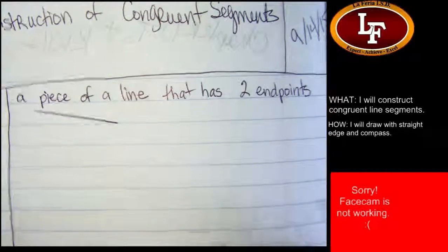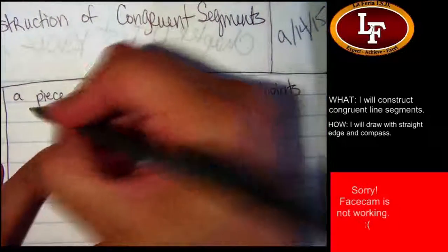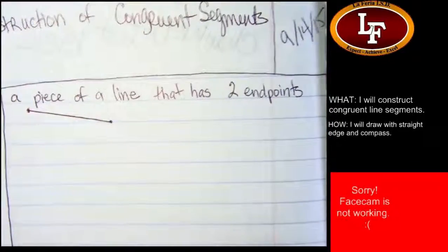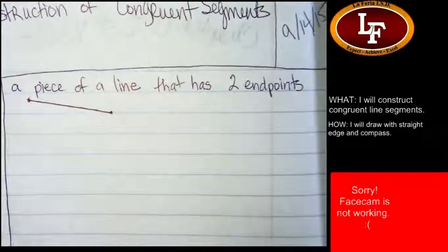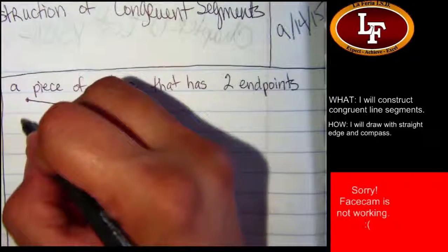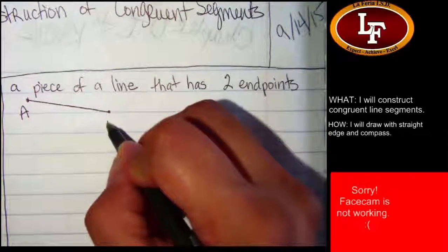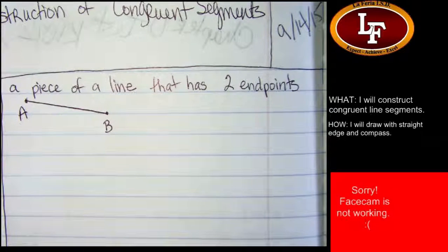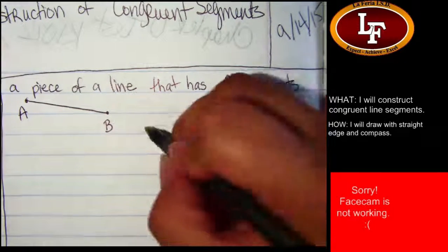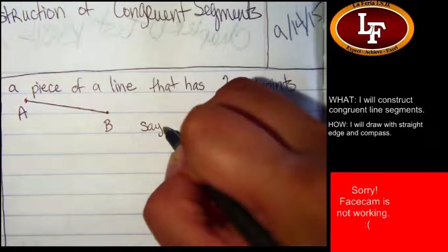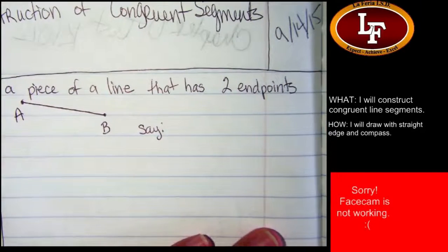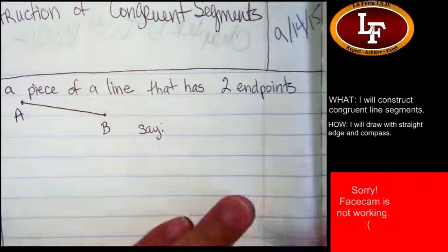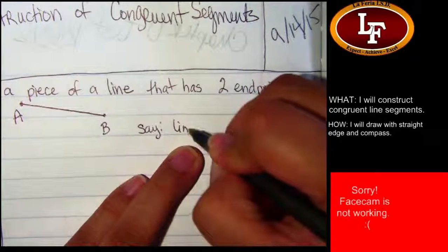All right, because this says it has two endpoints, we're going to make sure that it's clear that there are points on the end of that. And points need names. A and B. Points are named with letters. Please make sure that when you write those letters, they are uppercase and print. If I asked you to say the name of this line segment, what would you say? Line segment AB. Very nicely done.